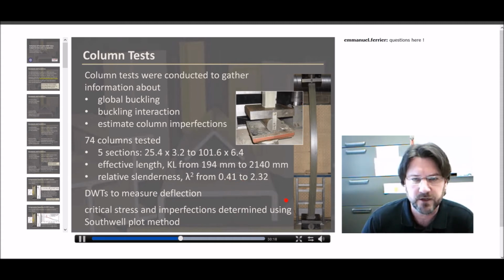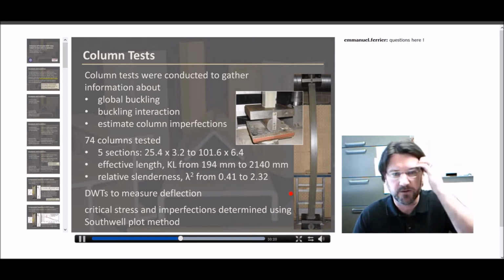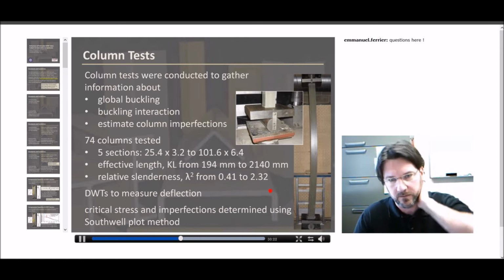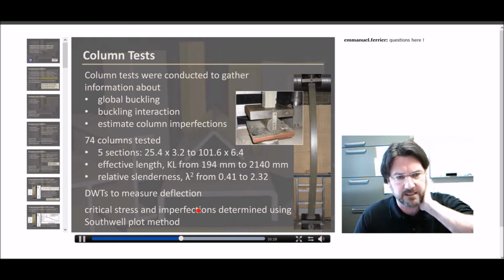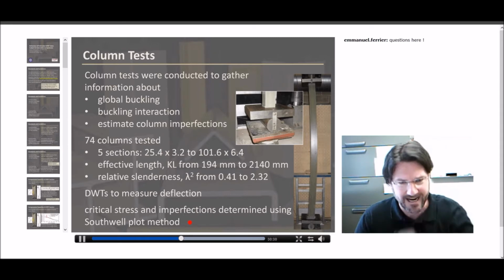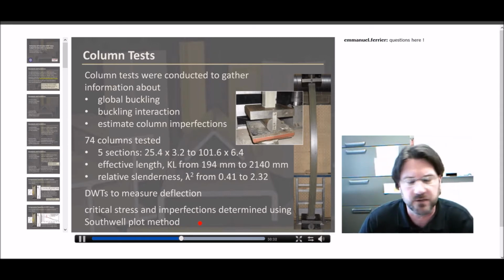Displacements were measured along the height of the column using draw wire transducers, so we were very confident in our displacement measurements. We actually used digital image correlation in some cases as well. And the critical stresses and imperfections were all determined using the Southwell method. We are using square columns, square extruded shapes.